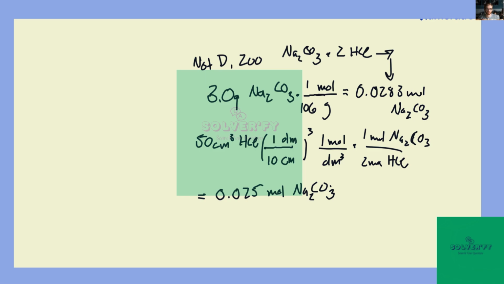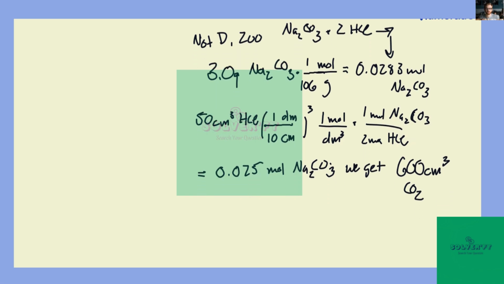So for every 0.025 moles of carbonate that react, we get 600 centimeters cubed of CO2. Okay, so that's the ratio that we have: 0.025 moles sodium carbonate equals 600 centimeters cubed of CO2.